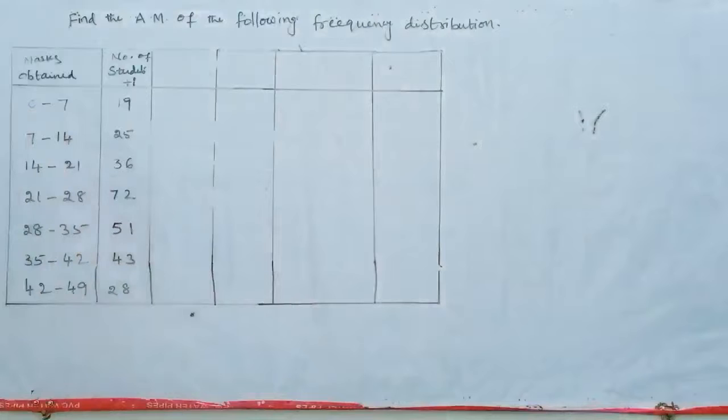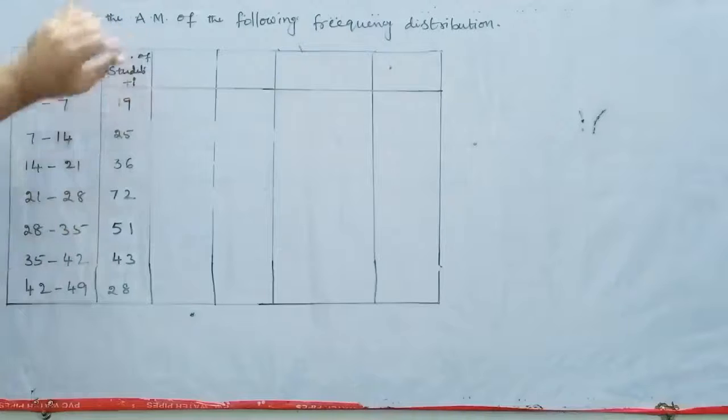So first one, here marks are obtained and number of students are given. The class intervals are 0 to 7, 7 to 14, 14 to 21, 21 to 28, 28 to 35, 35 to 42, 42 to 49, and the number of students are 19, 25, 36, 72, 51, 43 and 28.